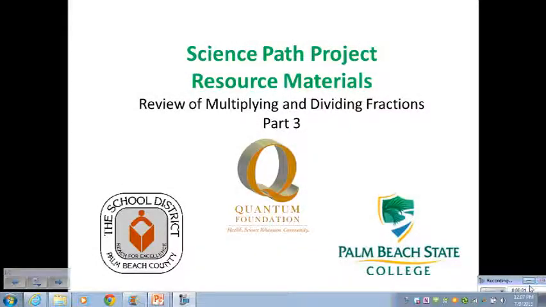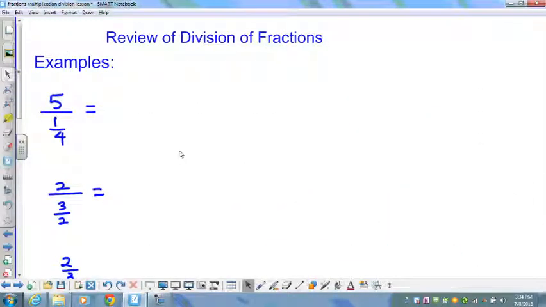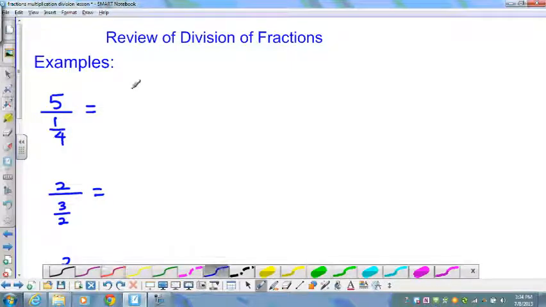In the third part of our review on multiplication and division of fractions, we will mainly concentrate on division. You see, once you've reviewed your multiplication of fractions, division is nothing new, because every division problem can be written as a multiplication problem. So for example, 5 divided by 1/4.